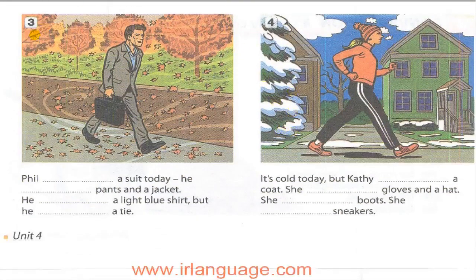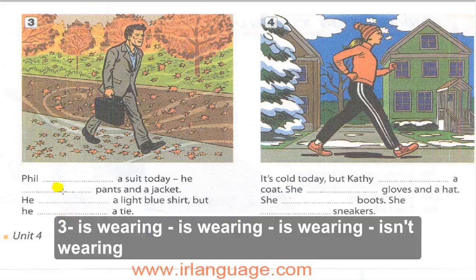Picture number three, Phil. Phil a suit today. He pants and a jacket. He a light blue shirt. But he tie. Use the verb wear. Yes. Phil is wearing a suit today. He's wearing pants and a jacket. He's wearing a light blue shirt, but he's not wearing a tie.